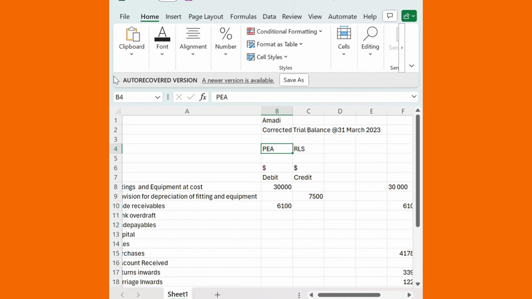Let me just make this a bit more colorful. Won't we? Just give me a second. Right, so we say the yellow is the debit and the blue is the credit. Right? So then we can go on to the next one.